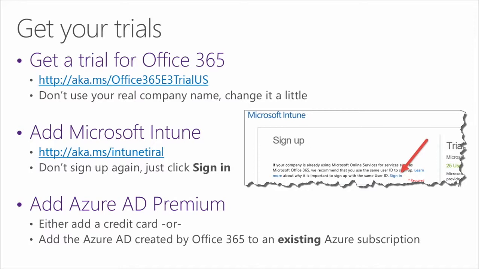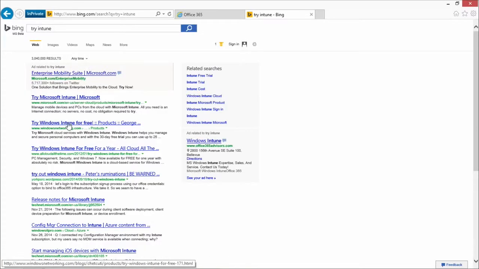Or we can Bing it and find the trial that way. Yeah, let's just do this, try Intune. That's exactly what we'll do. We'll just Bing it and try the trial that way. This one here.